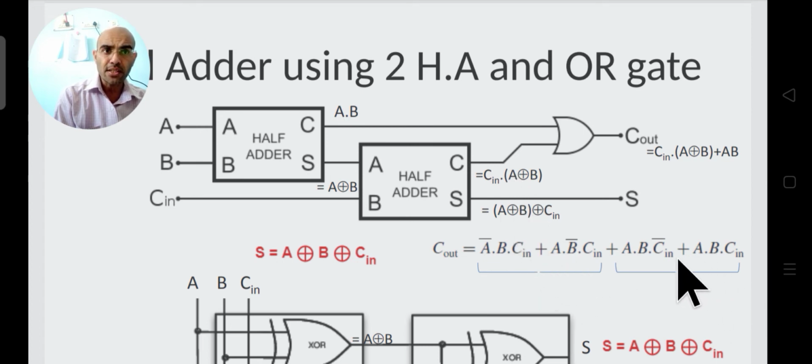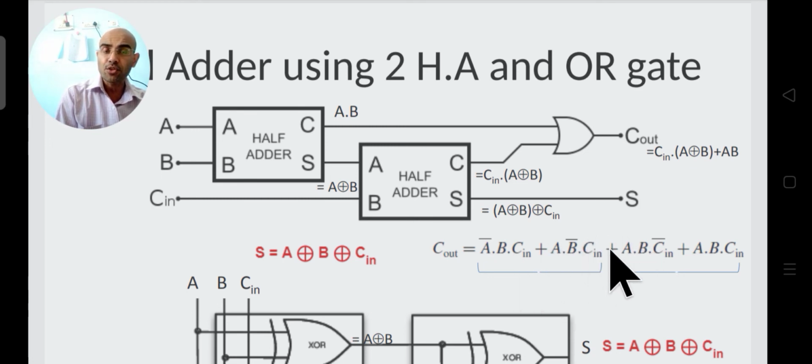Now from this, if I take AB common, then it will become A plus A bar, and A plus A bar, as you know, will be 1. So the expression will be A dot B. So overall the expression will become (A XOR B) dot Cin plus A dot B. Okay, so you see this is the expression we are getting.